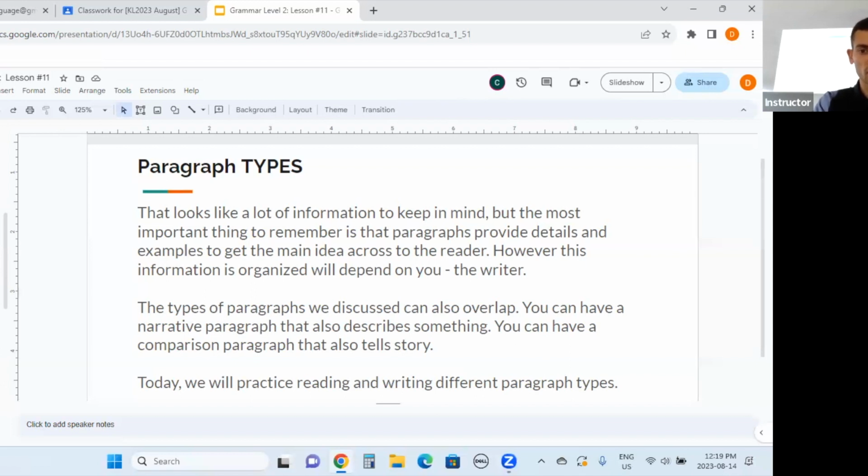This might seem like a lot of information to keep in mind, but the most important thing to remember is that paragraphs get a detailed idea across to the reader. How you organize it is completely up to you, guys. You decide if you want to write a narrative paragraph or descriptive paragraph. It all depends on the topic that you've been given to write about.